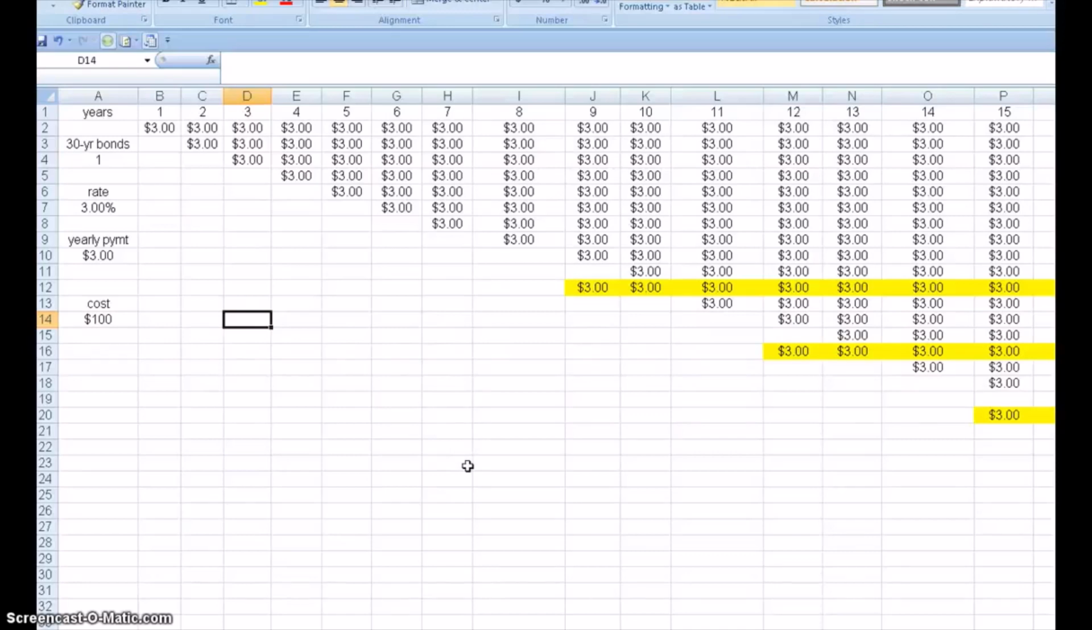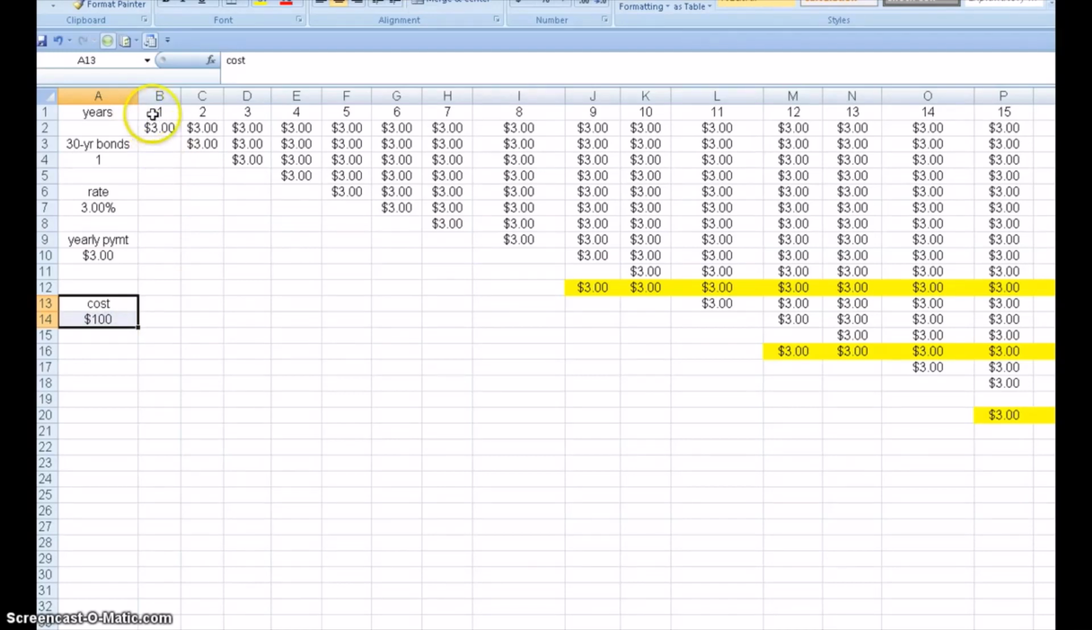I wanted to do this kind of exercise on interest, earning interest. So what I do is I consider looking at a 30-year bond. I assume the rate's 3%, so therefore my yearly payment would be $3, and each bond costs $100. So those are my assumptions.